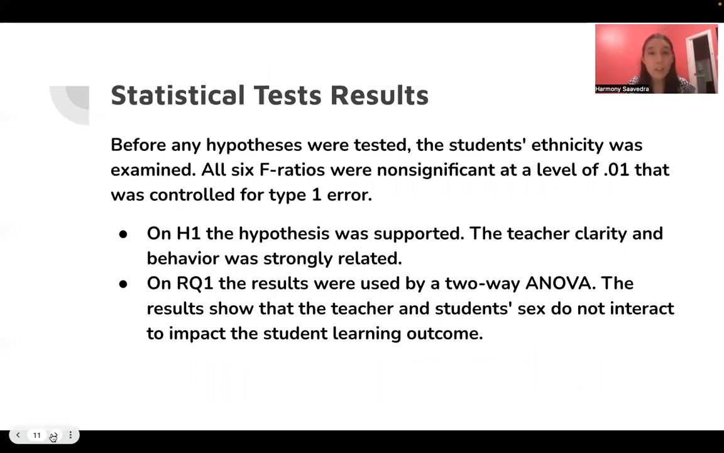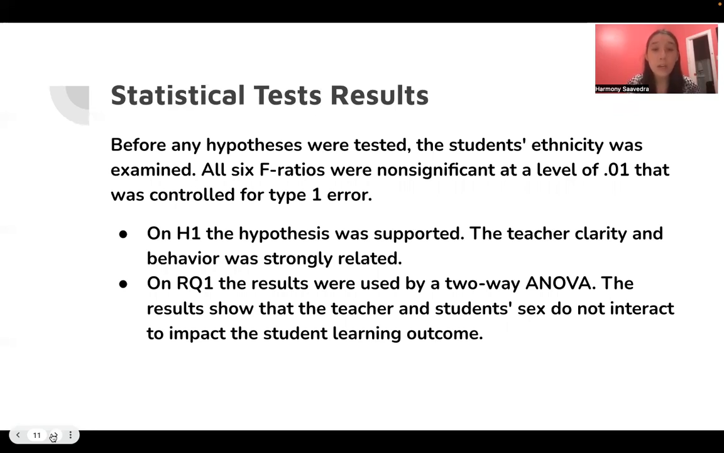So now moving on to the results of the statistical tests. Before any hypotheses were tested, the student's ethnicity was examined. All 6 F ratios were non-significant at a level of 0.01 that was controlled for type 1 error. On hypothesis 1, the hypothesis was indeed supported. The teacher clarity and behavior was strongly related.